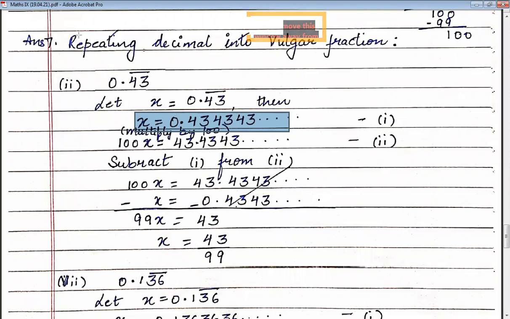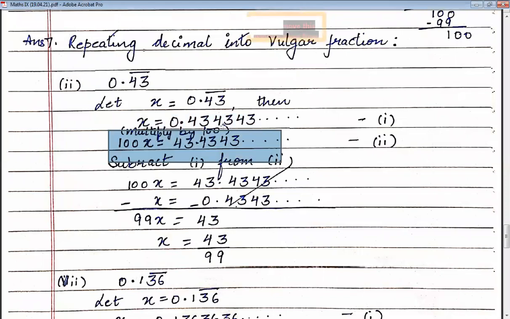Now children, when you multiply 100 with x, it will become 100x. When you multiply 100 on the right hand side, let me show you, your decimal will shift two places to the right side. So it means your decimal will come after two places, and it becomes 43.4343, 43, 43 and so on. Is it clear, students? What we have done, we have multiplied both the things by 100.